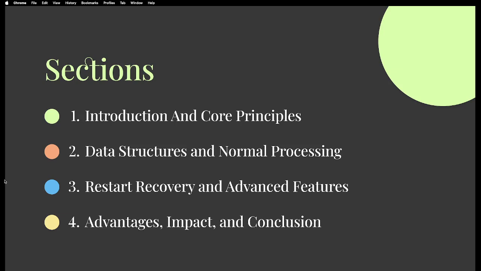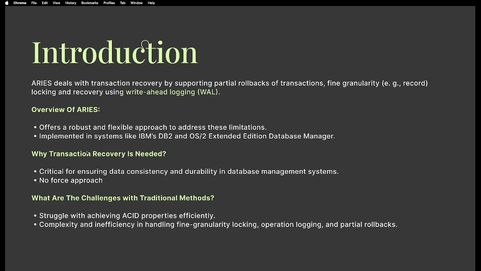of ARIES. So talking about the introduction, what ARIES does is it deals with transaction recovery, right? But how? It does it by supporting partial rollbacks of transactions. That means you roll back the transaction and see each step. You count, you go back, you check on each step, and it supports fine granularity locking and recovery using write-ahead logging. This is something you need to remember well.